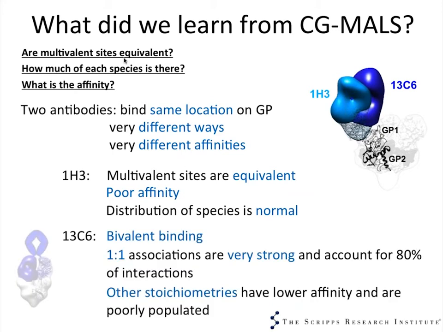For 13C6, we got a surprise and found out that it was a bivalently binding antibody, and that 1-to-1 associations are extremely strong and account for the bulk of the interactions. We do see other stoichiometries, but they have much lower affinity and are poorly populated.